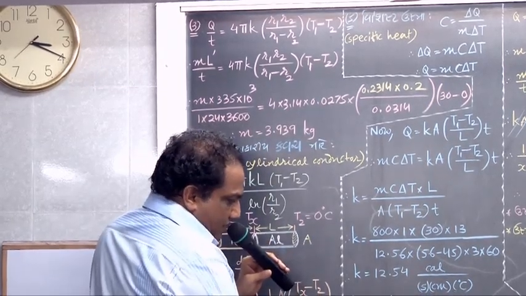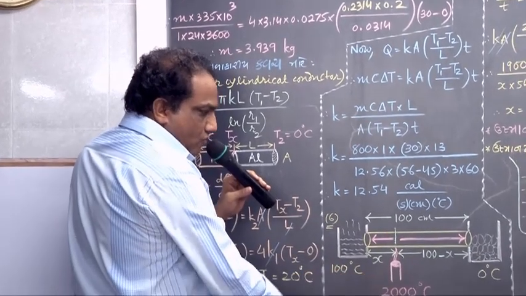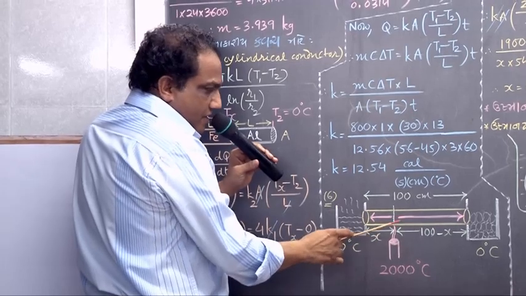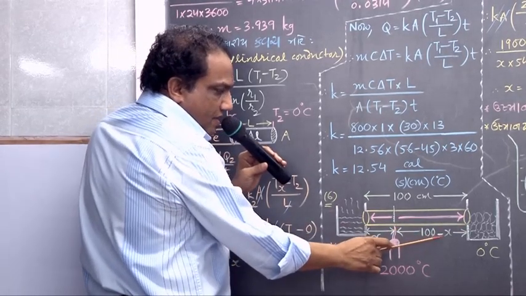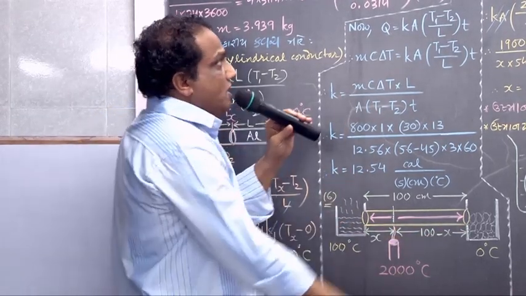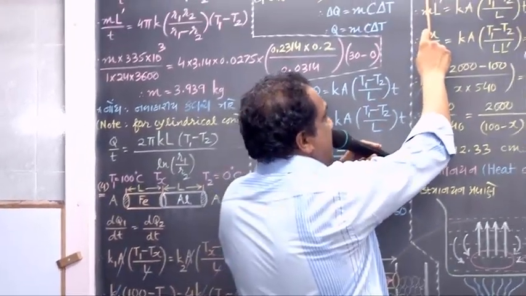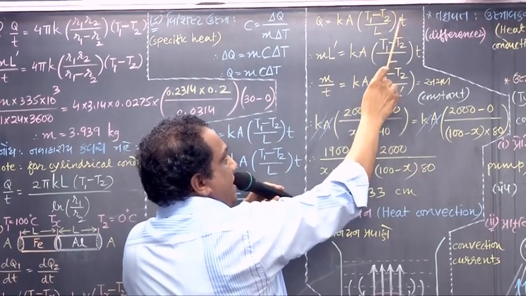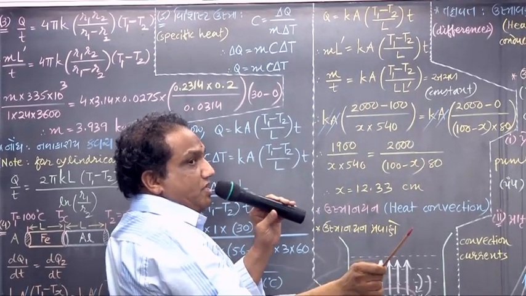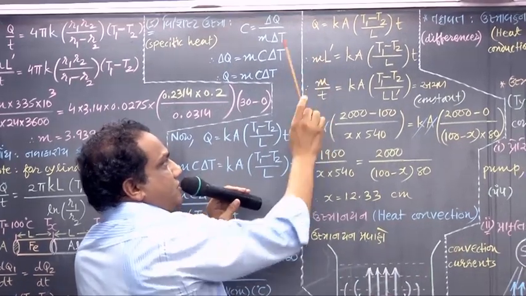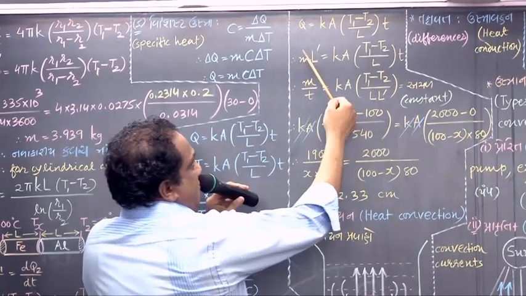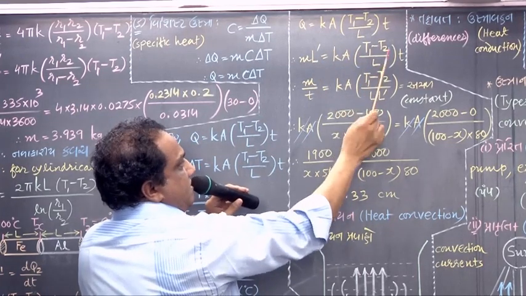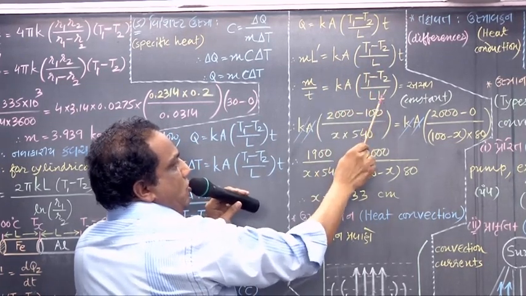Now, suppose this distance is x, which I require to find out. Because the total length is 100 centimeter, if this much length is x, then the remaining length must be 100 minus x. Now, don't you know this formula in steady state? The amount of heat is Q equals KA (T1 minus T2) upon L into t. Because there is a change of state, I should write Q equals ml dash. Find out m upon t, and transfer this L dash here: L into L dash.